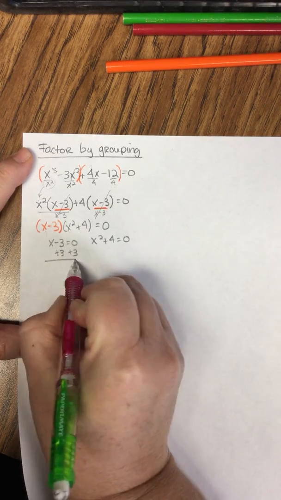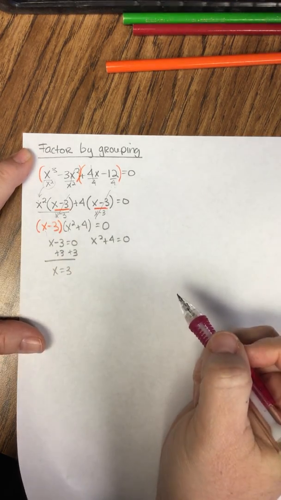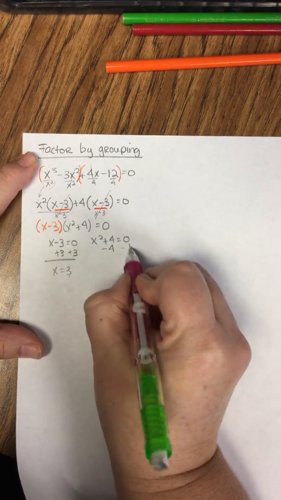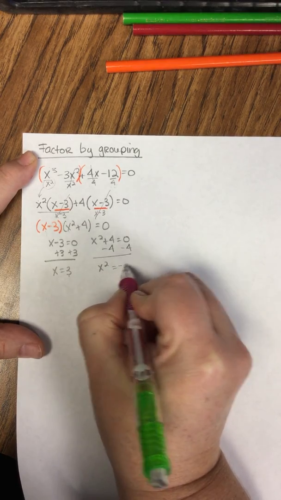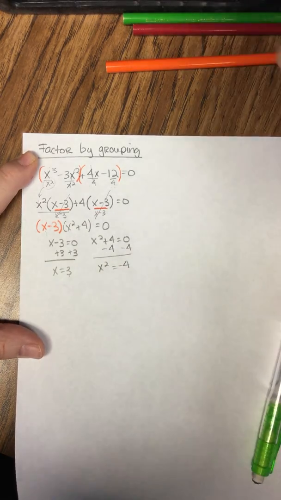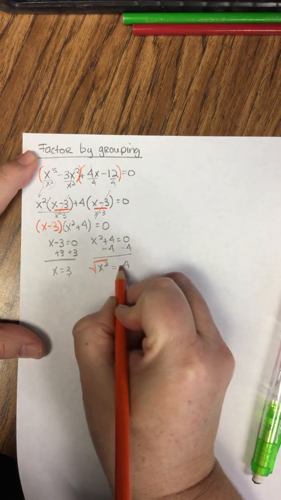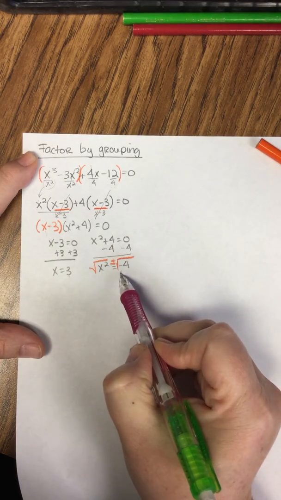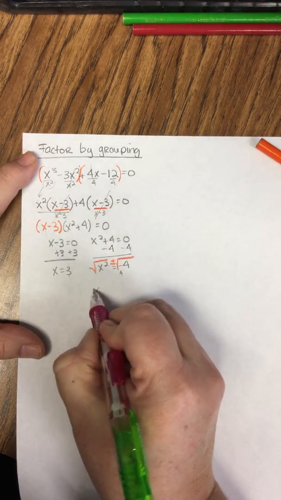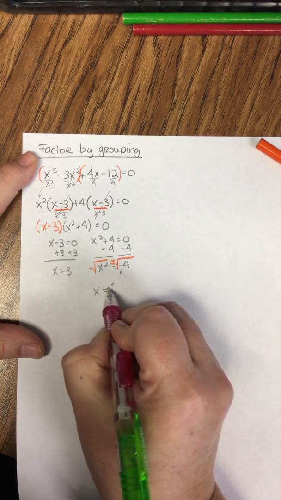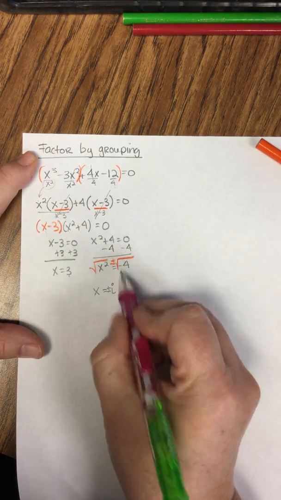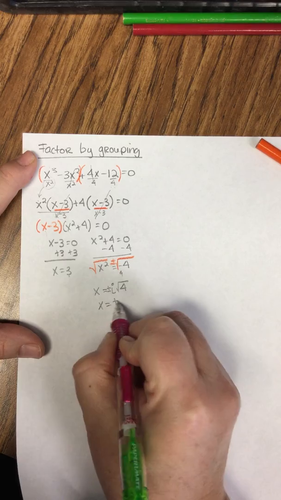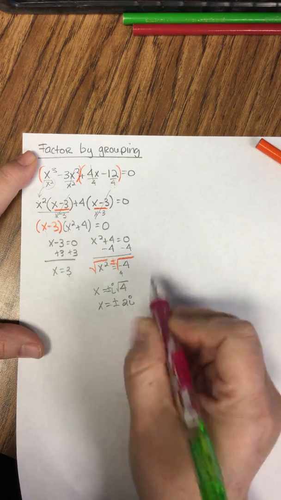Add 3, x equals 3. That is going to be one of my roots. That means it's going to hit the x-intercept at 3. Subtract 4 from both sides. x squared equals negative 4. Okay, from here to undo a square, I have to square root both sides, which means I have a plus or minus. Anytime I have a negative under the radical, I have to take the i out. So x equals i, plus or minus, do not forget our plus or minus, the square root of 4. The square root of 4 can reduce to 2, so x equals plus or minus 2i.